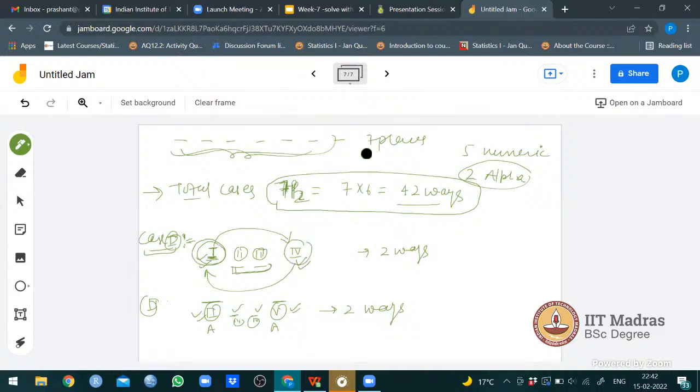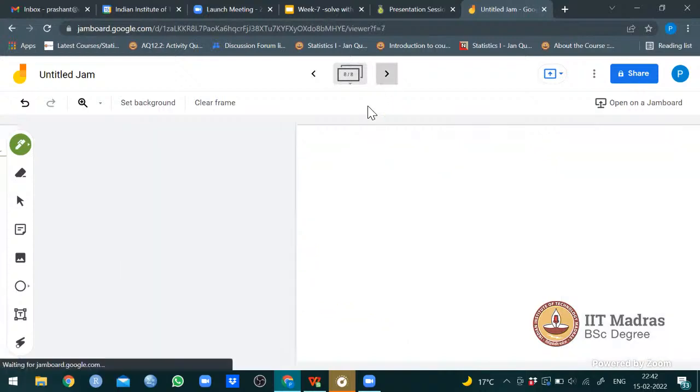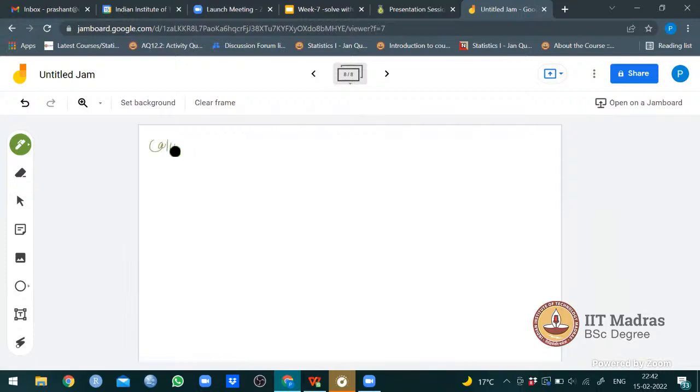Similarly, case 2, your alphabet, I'm writing A for alphabet, if it's on the 2nd place and on the 5th place. So similarly, case 3 will be your alphabet at the 3rd place and at the 6th place. Then there will be exactly 2 numbers between these two. Vice versa, it can be either here or here. Again, 2 ways for this one.